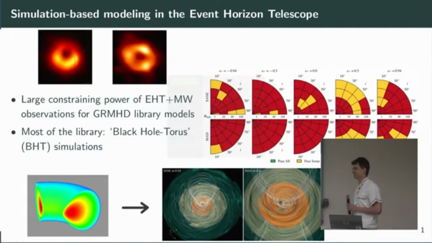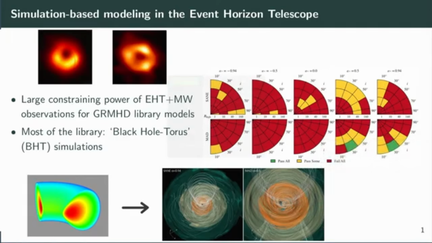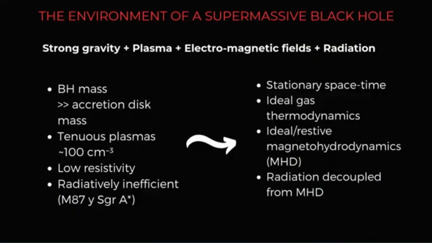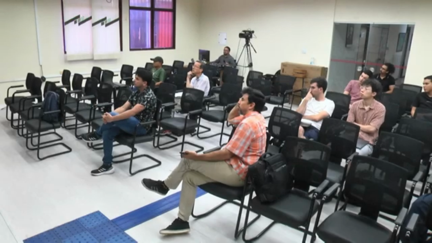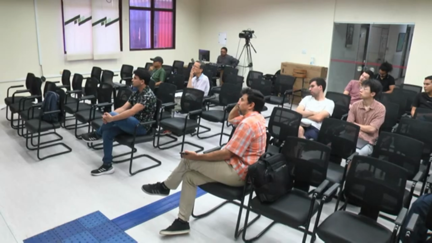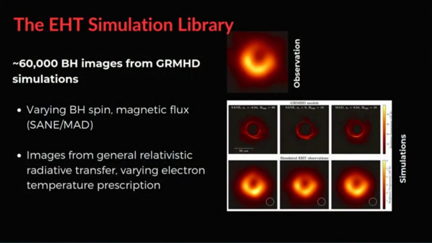The 60,000 images that you mentioned, are they all produced with BHAC or a variety of codes? This library of 60,000 images was produced with two codes. One of them was BHAC, and the other one was HARM, which has evolved into another code that is now called KHARMA.